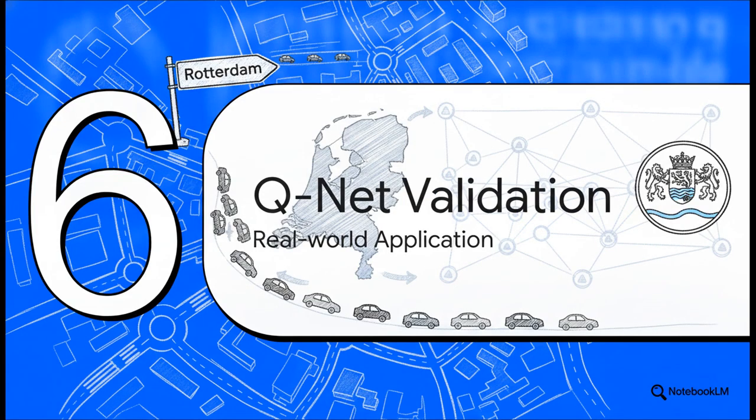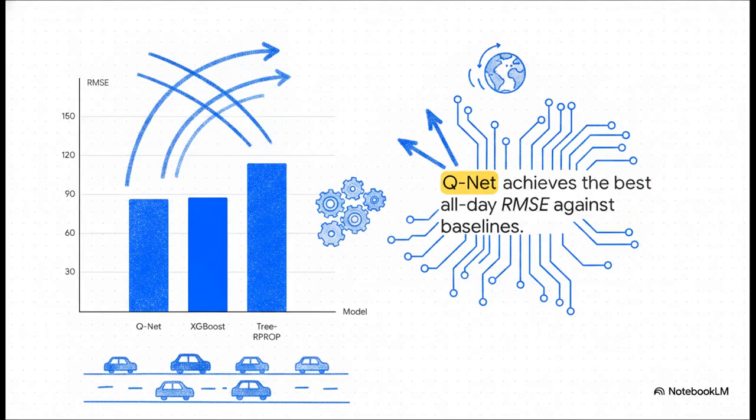Let's bring this all back down to Earth and look at the real-world validation. The researchers put this architecture to the test using a highly complex, real-world dataset from Rotterdam in the Netherlands. They pitted QNet against both traditional baselines and purely data-driven models. And, quantitatively, QNet beats them across the board. If we look at the all-day root mean square error, QNet clocks in at 86.77. It edges out sophisticated, highly tuned tree-based models like XGBoost, and it completely obliterates existing multi-source baselines like TreeRProp, which sits way up at 114.25.